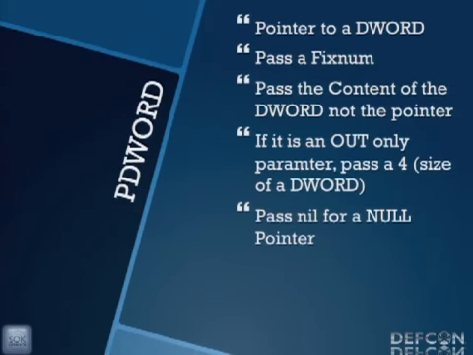And what you're doing is, when you're passing it into the parameter for the function call, you pass in the content, and Railgun will handle the actual referencing for you on the back end. So you just basically pass in the data and don't worry about the fact that it's a pointer. The only kind of weird thing is if it's an out parameter, then you just pass it a 4, because that's the size of a DWORD, and so it's the size of a pointer. And if you need a null pointer for any reason, you can just pass it nil.